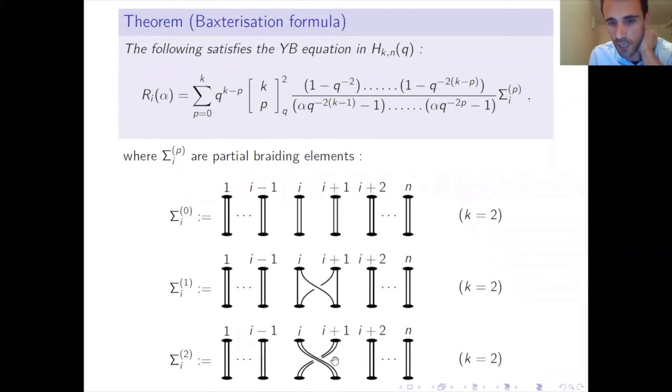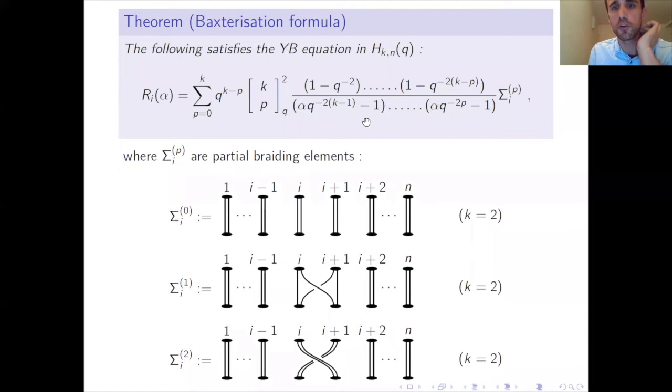Remember, we have these braiding elements. We also have partial braiding like this, when only one strand is going over the other one. And this is also a partial braiding where there is no braiding at all. This is the identity element. So our Baxterisation formula actually gives a formula as a linear combination of these partial braiding elements. And the coefficients are like this.